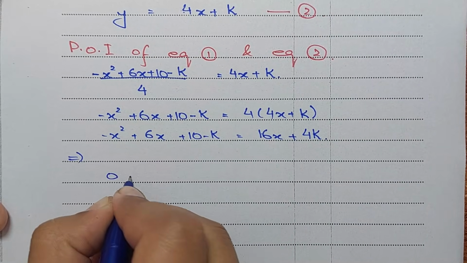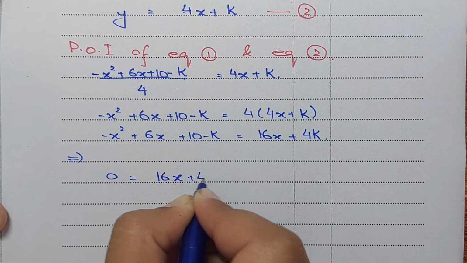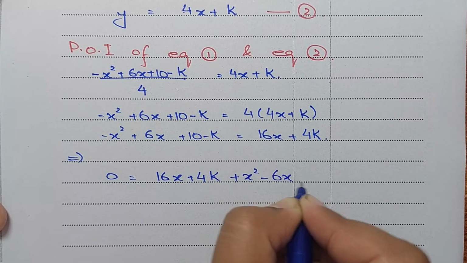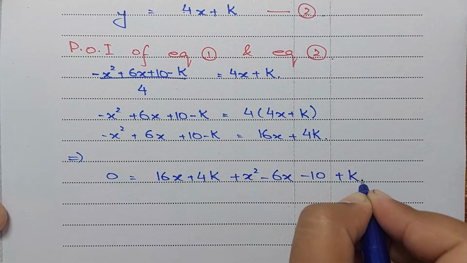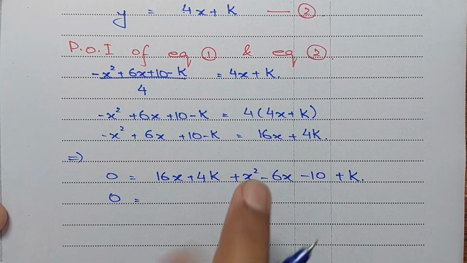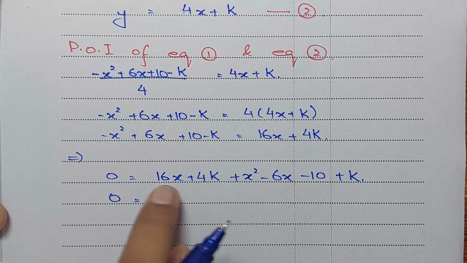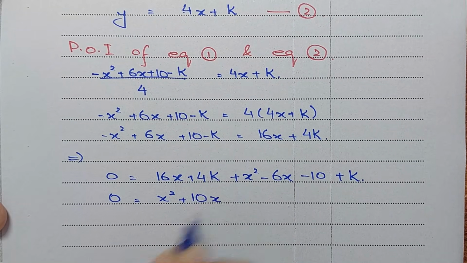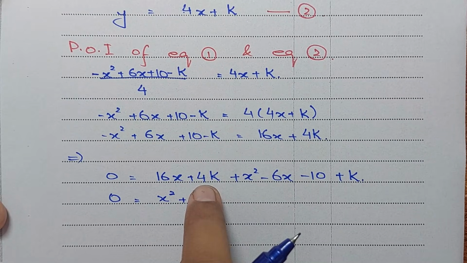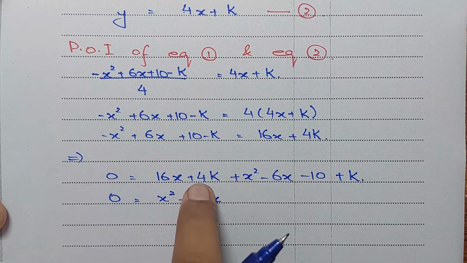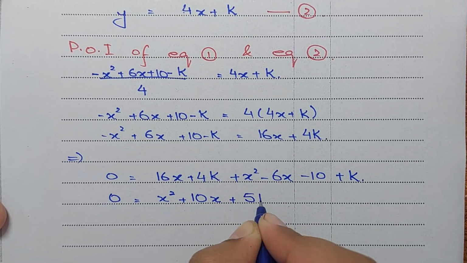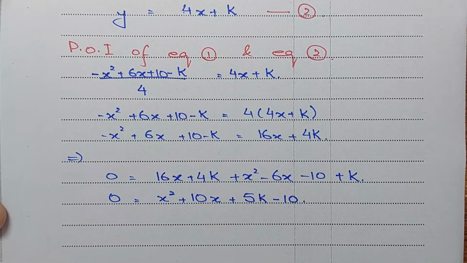We can say 0 would be equal to 16x plus 4k plus x square minus 6x minus 10 plus k, and this 0 would be equal to x square, and the x terms are 16 and minus 6, from 16 take away 6 is 10x, with the positive sign, and the constant terms: 4 plus 1 is 5k minus 10, this is a constant term.